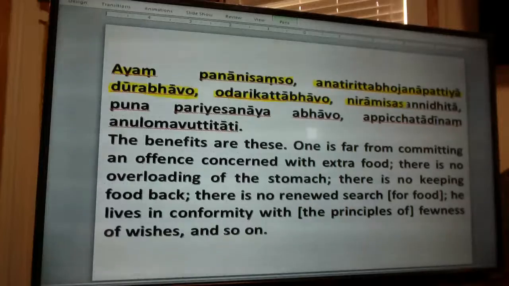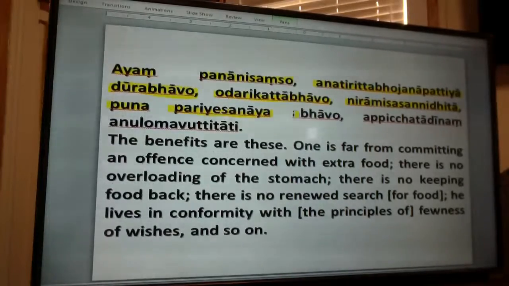Niramisa sanidita means storage, storing or keeping food. Nira means no. There's no keeping food, that means there's no storage of food. No need for them.